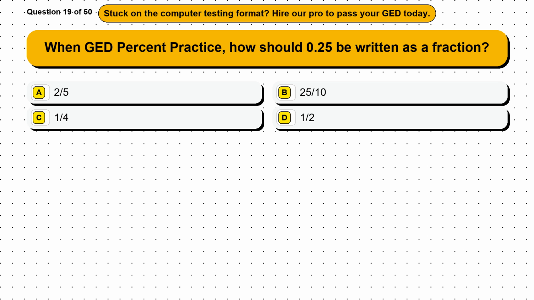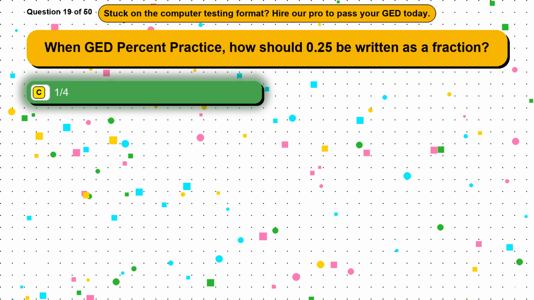Question 19. When GED percent practice, how should 0.25 be written as a fraction? Option A, 2/5. Option B, 25/10. Option C, 1/4. Option D, 1/2. The correct answer is option C, 1/4.